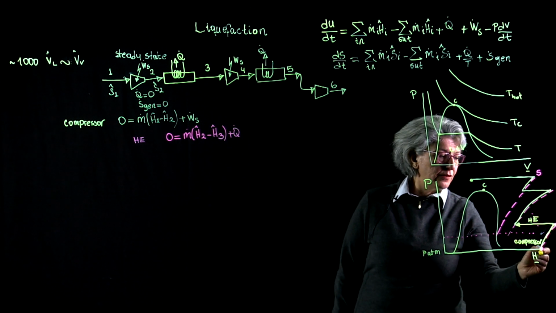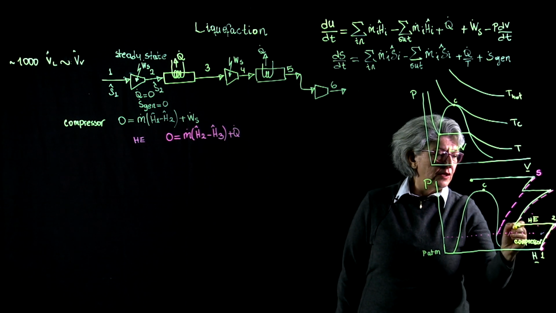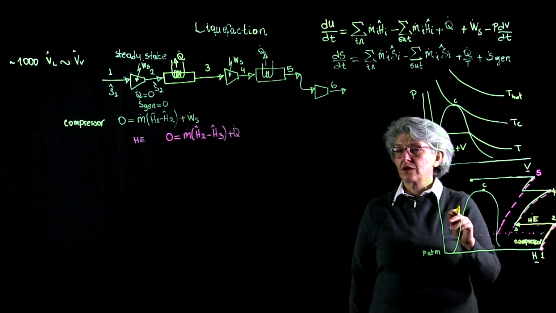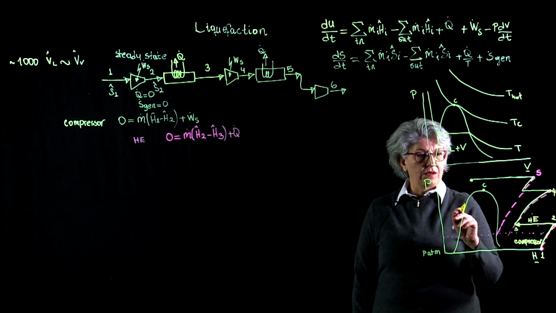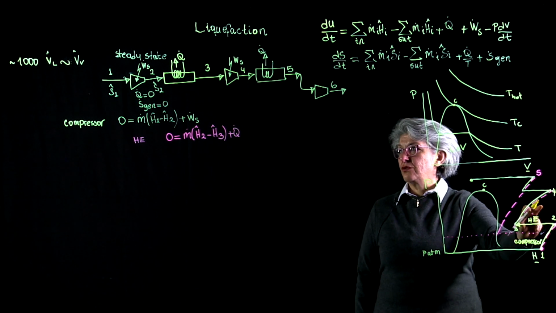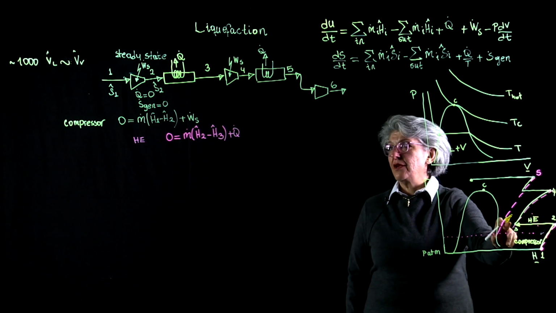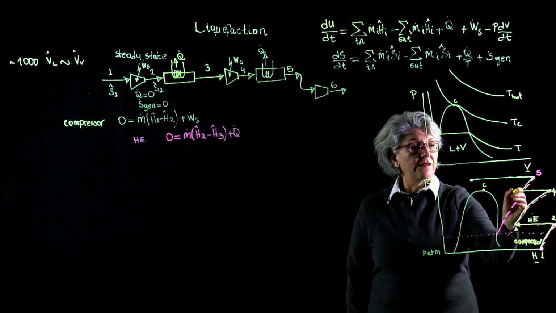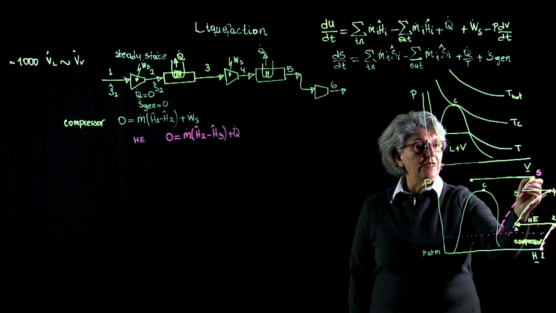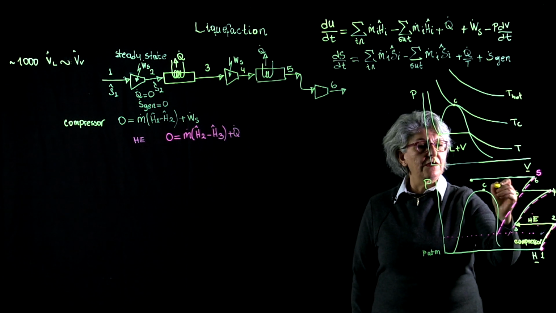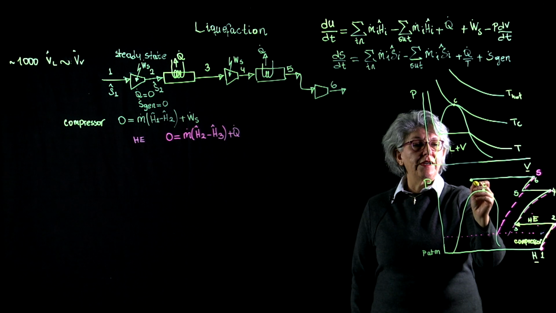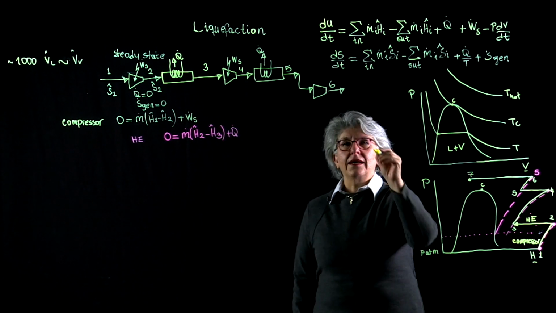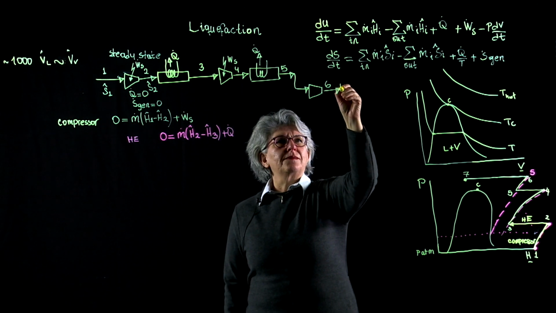Let me label my points. 1, 2, 3, 4. My 5th point is here. This is point 6. And now I'm going to come to point 7 after a heat exchanger.